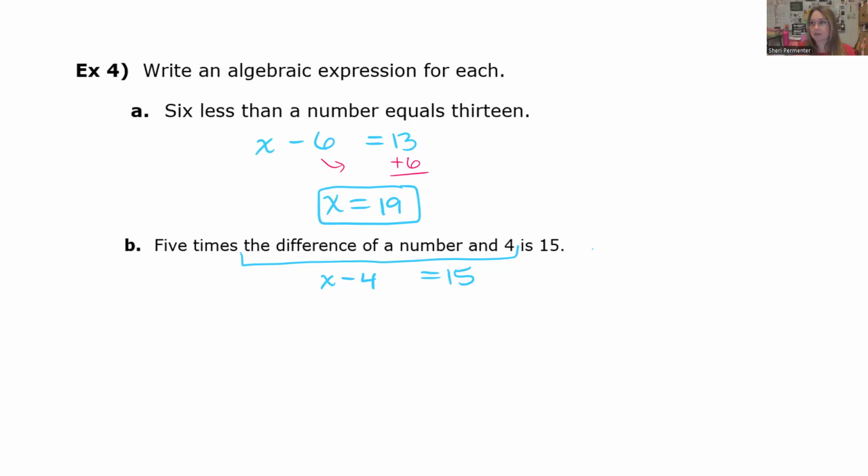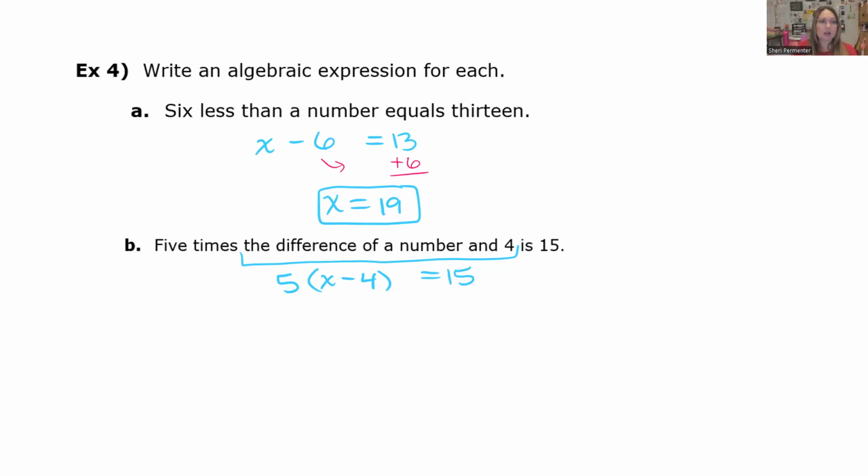It doesn't actually matter if you have the 4 first or not. Does not matter. And then last, we've got 5 times this stuff. So I'm going to put 5 outside. 5 times the difference of a number and 4. It doesn't say 5 times a number. It says 5 times the difference of, so it has to be 5 times all of that.